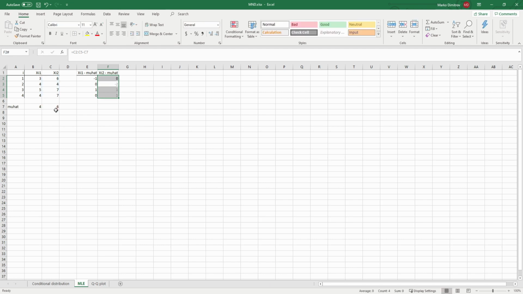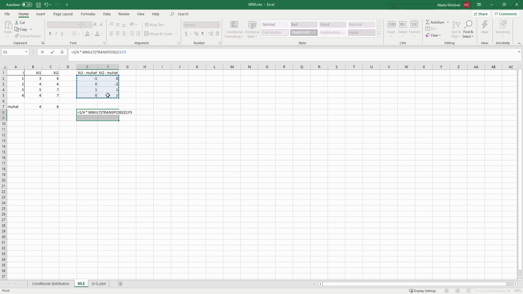Okay, and our estimate of the covariance matrix, as we did in one of the introductory classes, will be 1 divided by n times matrix multiplication of, so our estimate would be, as we did previously, 1 over n, so 4 times matrix multiplication, so we need to transpose this one and multiply it with this one.